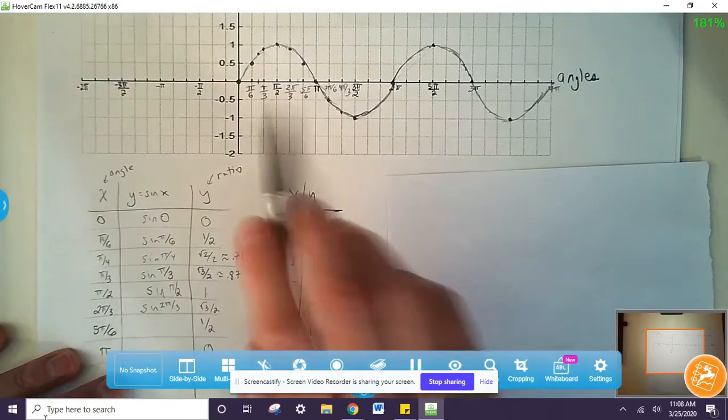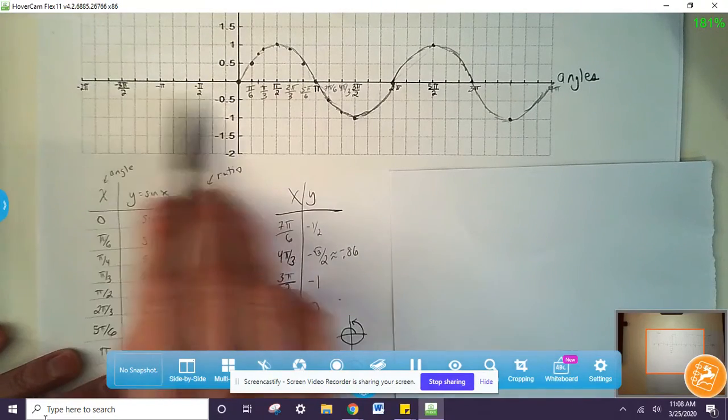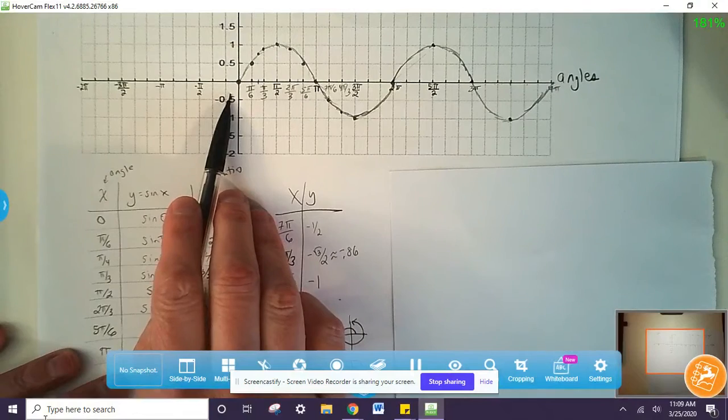Now, that's what happens to the right of the y-axis. We have to now consider negative angles. Can we plug in negative angles?